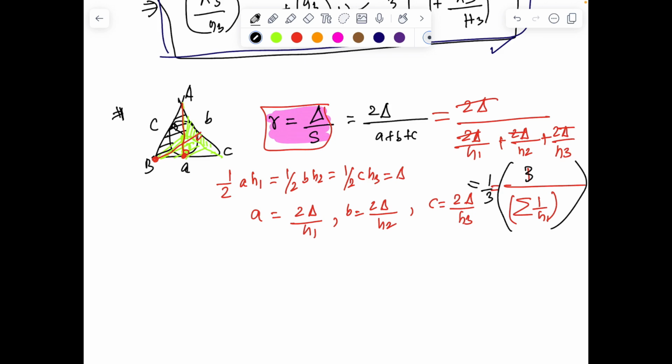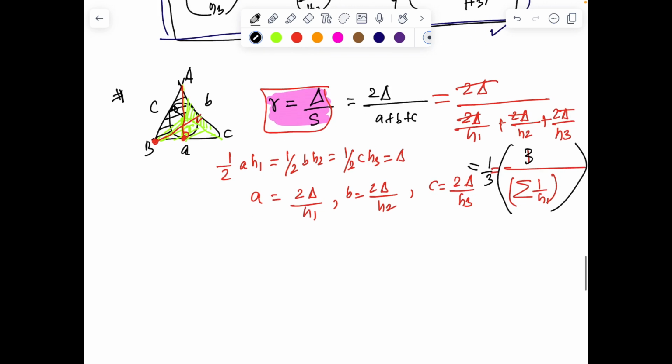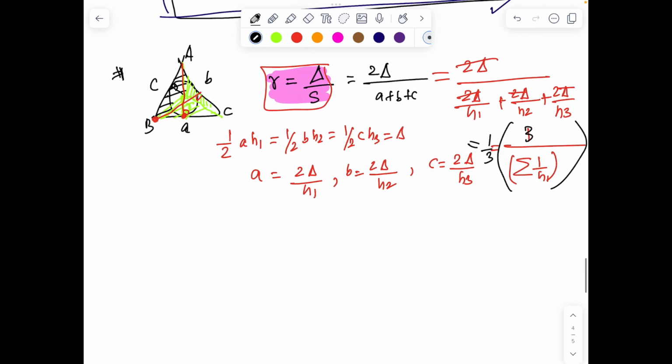Now you might ask why I am forcing this to be an integer triangle, क्योंकि I wanted you to do other questions also. This is true for any triangle ABC even if it is not an integer. ठीक है.